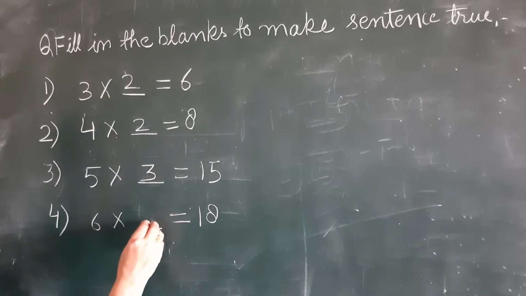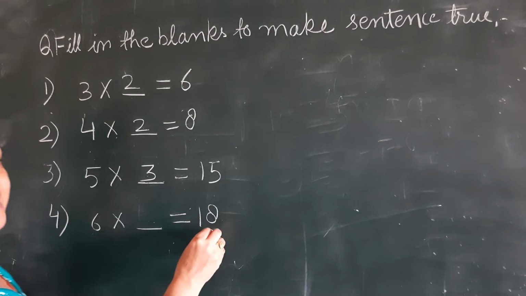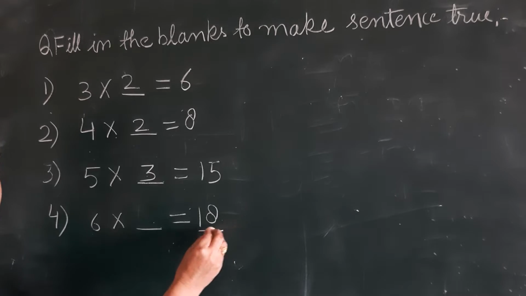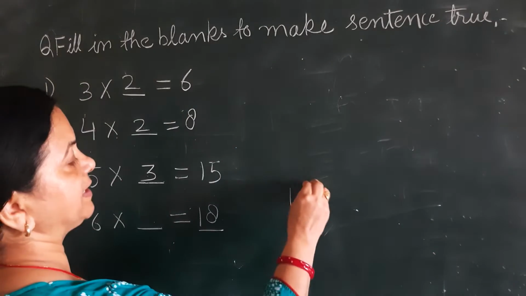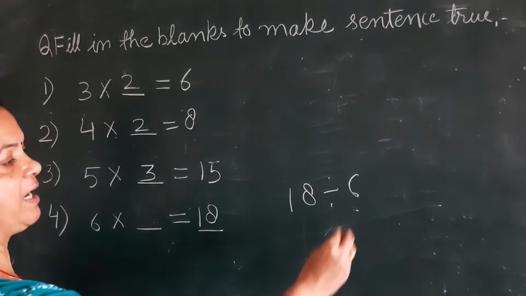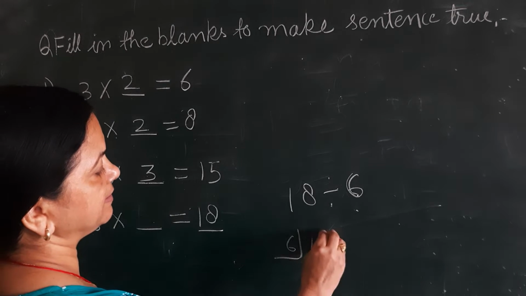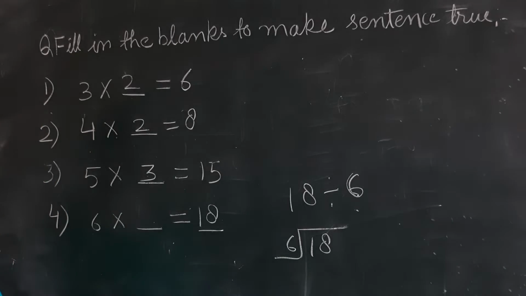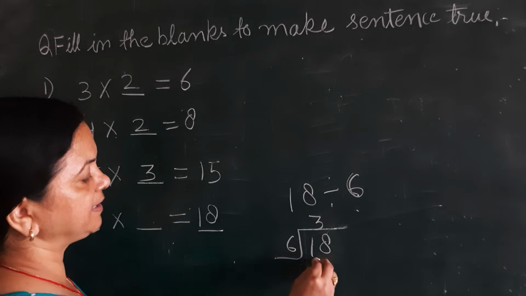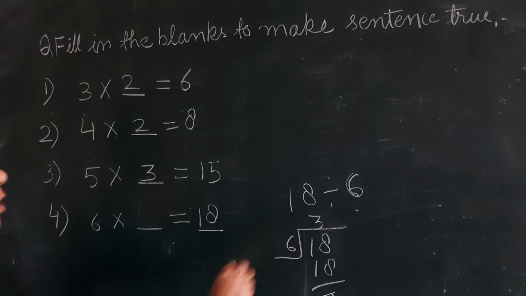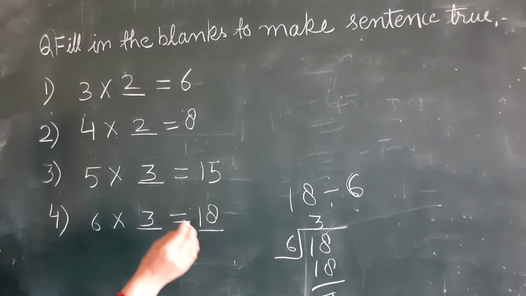Now here, what digit will come here such that the product of these two is equal to 18? Again, we will divide this 18 by this 6. We write here 18 divided by 6. How many times will 6 go into 18? 6 ones are 6, 6 twos are 12, 6 threes are 18. So here, 6 into 3, 6 threes are 18, which is equal to this.